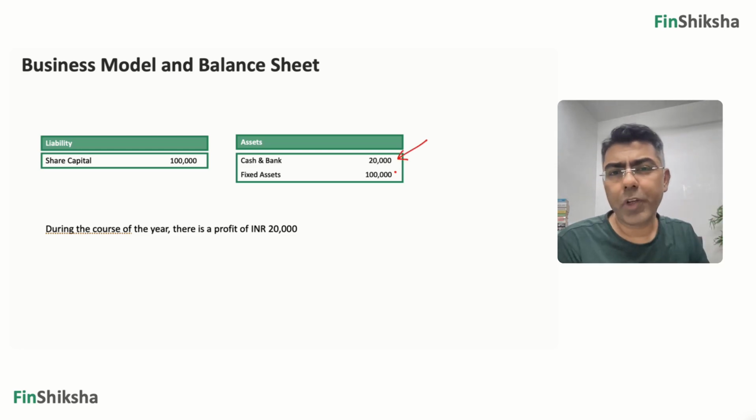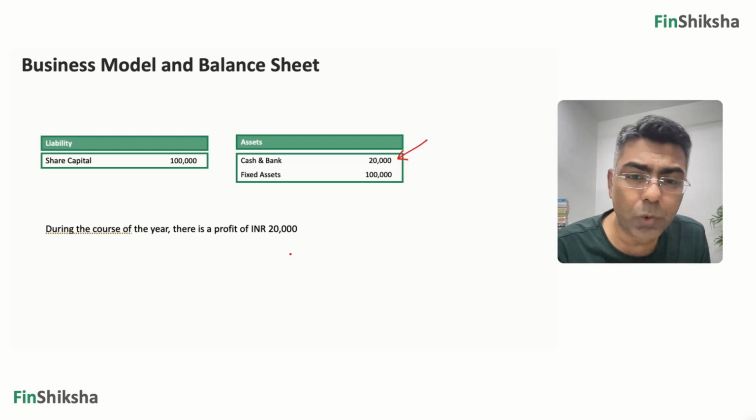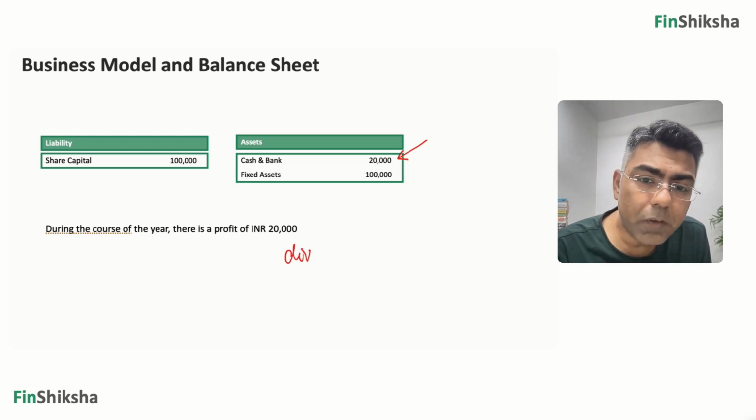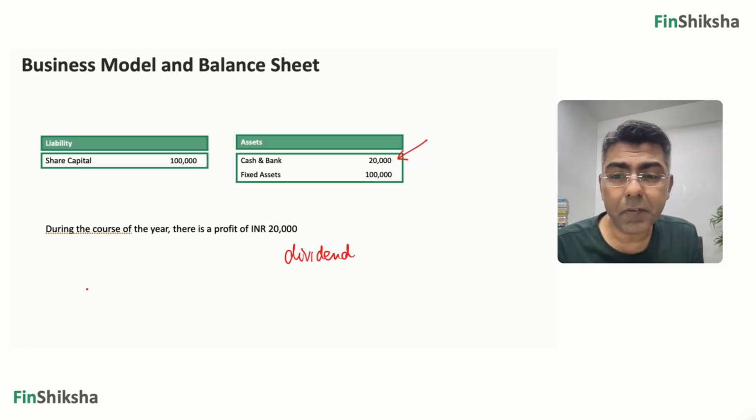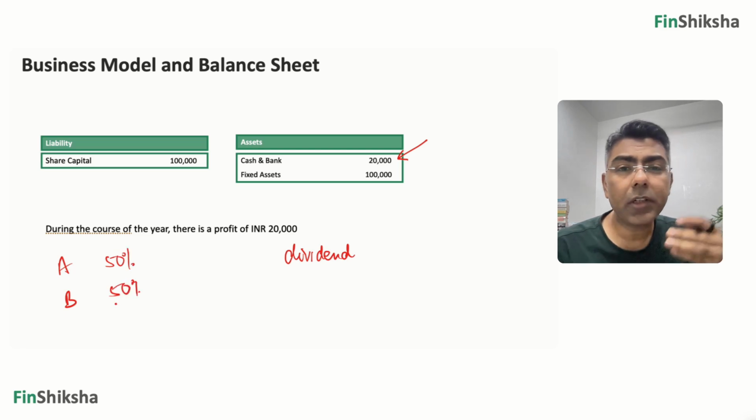So there are 2 or 3 options out of it. Option 1 is they could choose to return it to the shareholders. If they choose to return it to the shareholders, they will give it out in the form of dividend. Remember, A and B both had 50% stake each. So out of the 20,000, both will get 10,000 each if everything is given out as dividend.